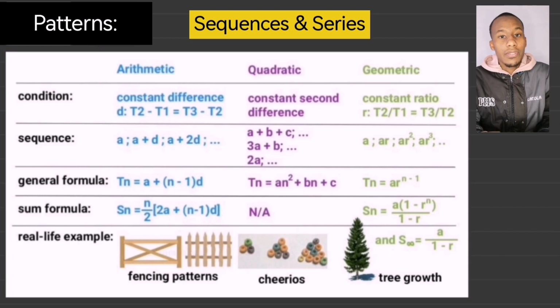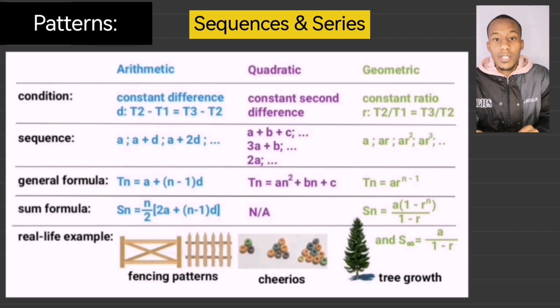Okay, so let's have a look at the first number pattern, which is an arithmetic series. An arithmetic series will have a constant first difference, which simply means that the difference between the first two terms should be equal to the difference between the next two terms. So term 2 minus term 1 should be equal to term 3 minus term 2. And so in general, we normally think of the first term as a variable. So let that variable be a, and let the constant difference be d.